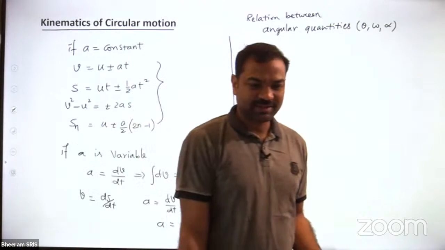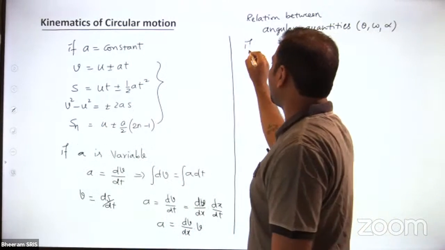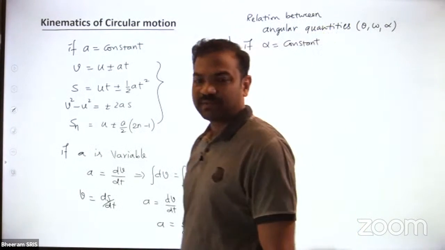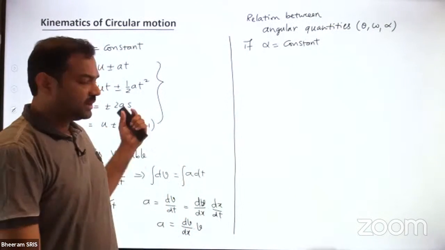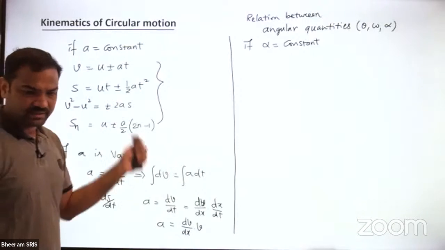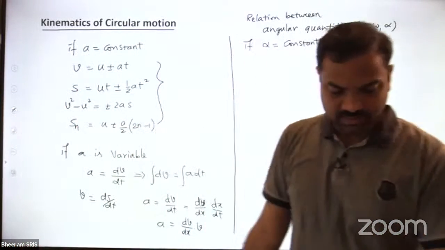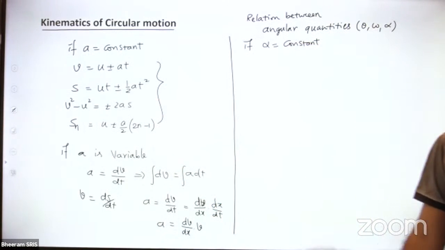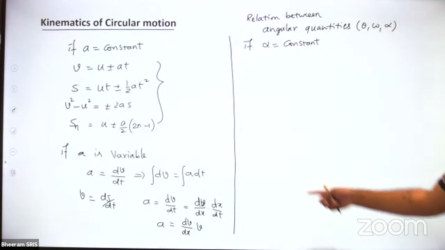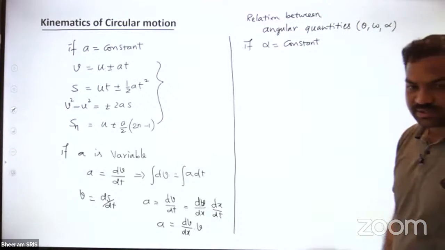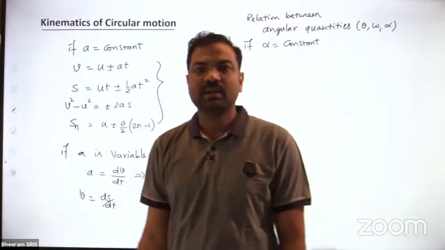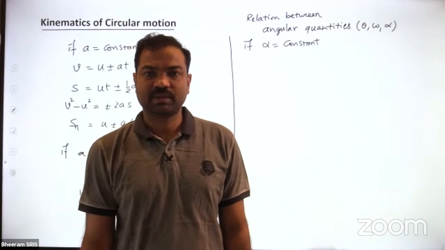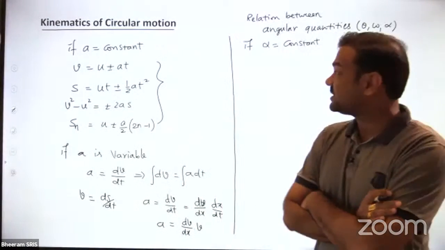Can anyone try for relations? If alpha is constant, then how to write down the relations? Try yourself. If you want to copy this, there is no restriction to copy it. You know these things, na? I just wrote it for reference. You want to copy or not, your choice. But you try to write down the quantities here. Let us say initial angular velocity is omega naught. Then what will be the angular velocity after t time? You have to write down the expression when alpha is constant.